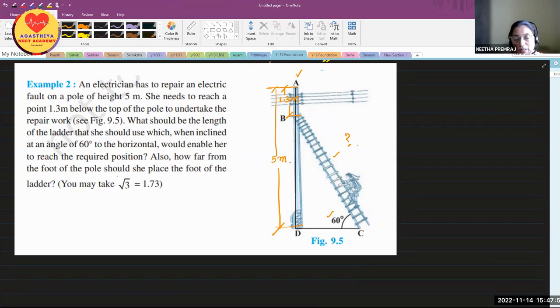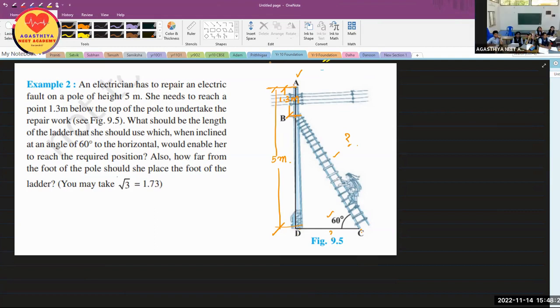So what is the question? From the pole, how far is the foot of the ladder, so that she could reach the point 1.3 below the top? So what should be the distance between the foot of the pole and the foot of the ladder, and the length of the ladder? These are the calculations you have to find. Guys, can you understand the question?